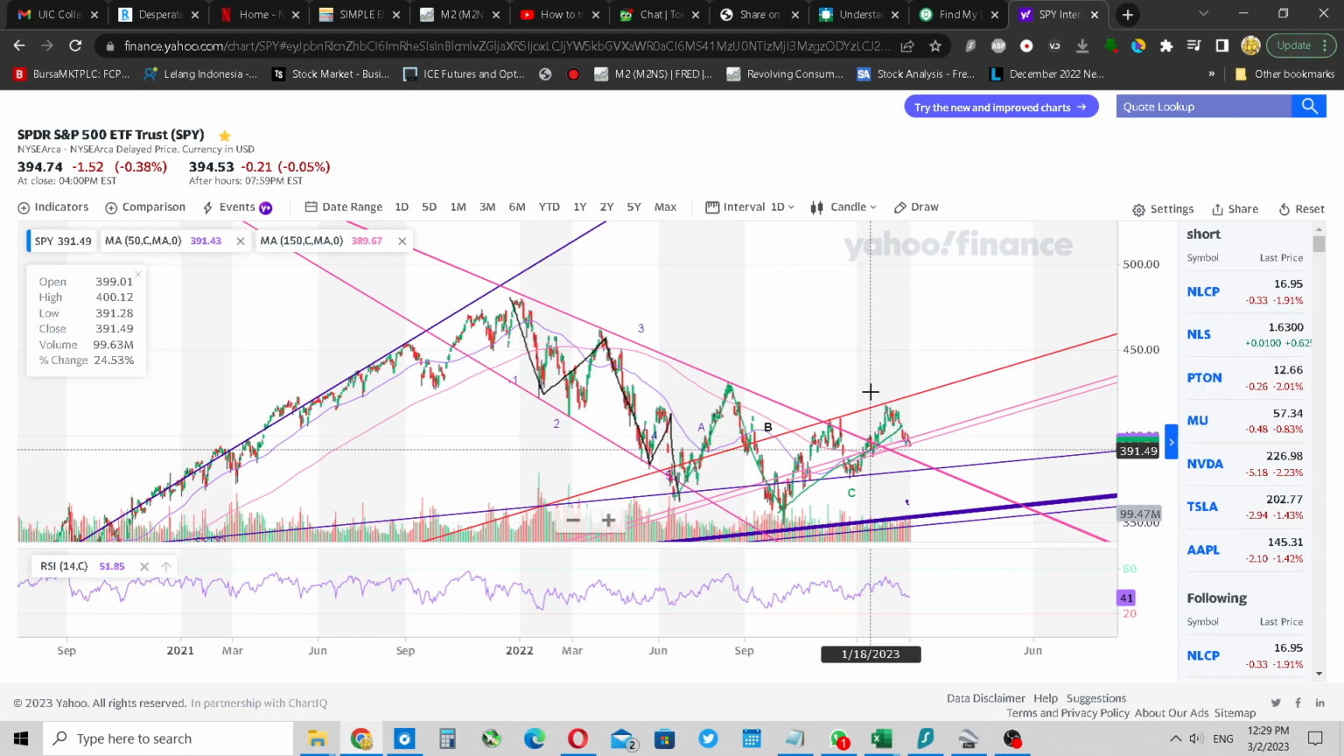Today we're gonna talk about the SPY. Where is it gonna go, roughly? Okay, so we draw the Elliott wave. 1, 2, 3, 4, 5.